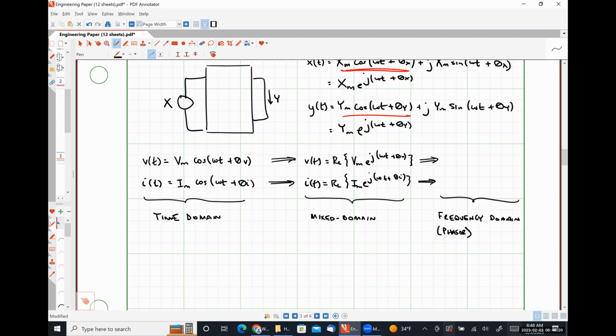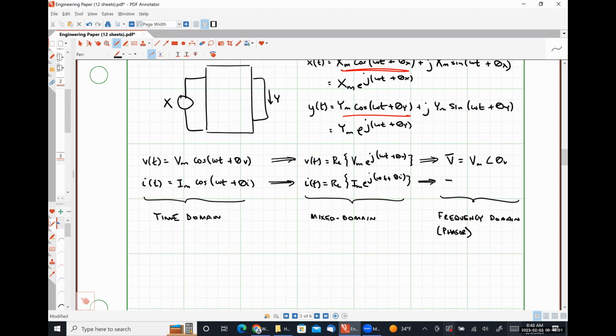So we represent time domain voltages and currents with a phasor representation, okay? So here is how we get our phasor representation. The phasor representation of our voltage is going to be V with a bar over it because it's going to be a complex number. And what I'm going to do is I'm going to take my magnitude, I'm going to take my phase angle, and I'm going to throw everything else away.